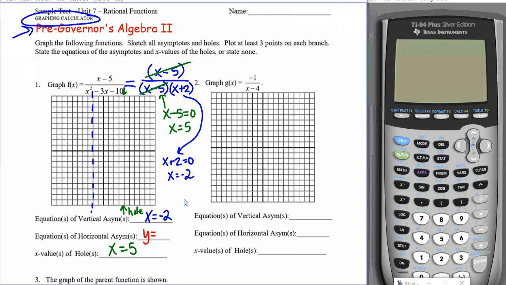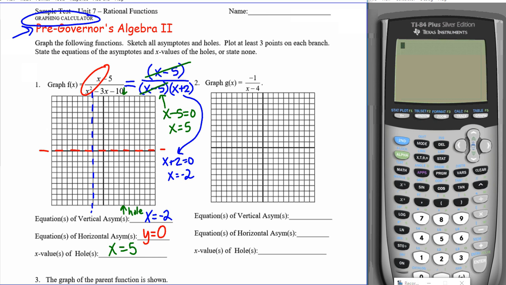For that, I'm going to look at my original function or my reduced version, it doesn't matter, and I'm going to look at what's going on with my x's. I have more x's on the bottom, so as x gets large, the bottom is going to grow much faster than the top, which means this fraction will get closer and closer to 0. So y equals 0 is the equation of the horizontal asymptote.